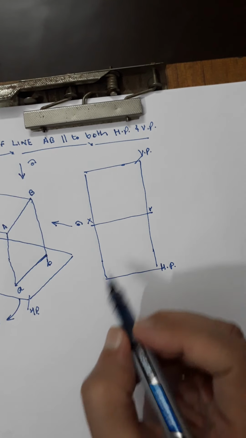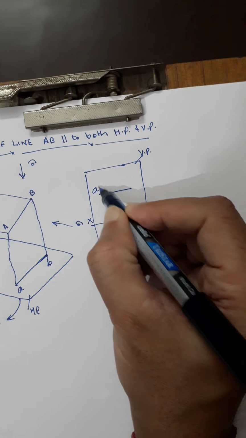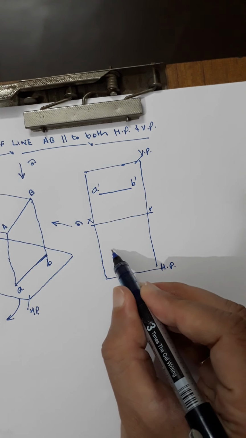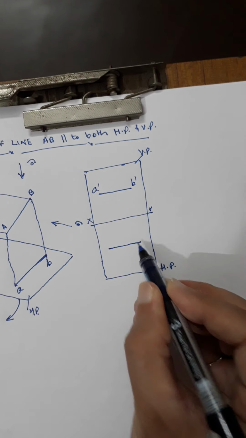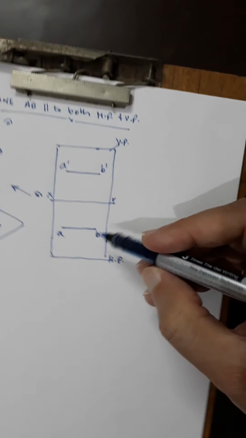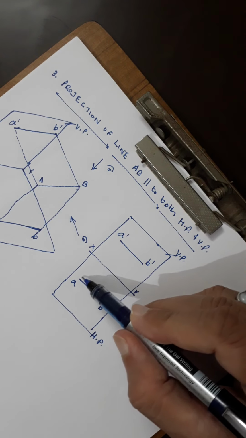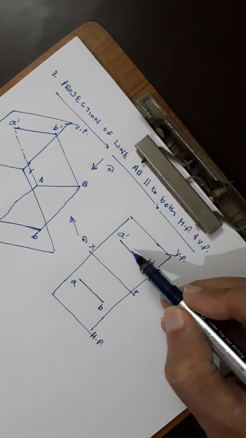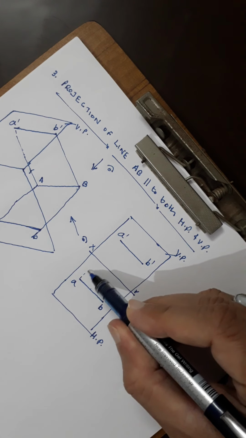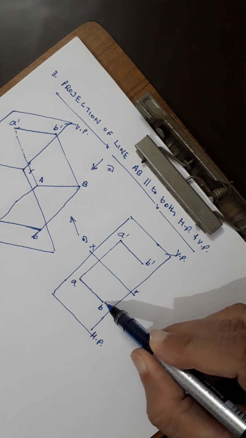In the front you can see A dash B dash, and in the top it is AB. I will discuss the distance from the XY line later. Now these are the views. These two views will be joined by the projector line, continuous thin. The projections, front view and top view, are continuous thick lines, but they are joined by continuous thin lines. That is the difference between the two lines.